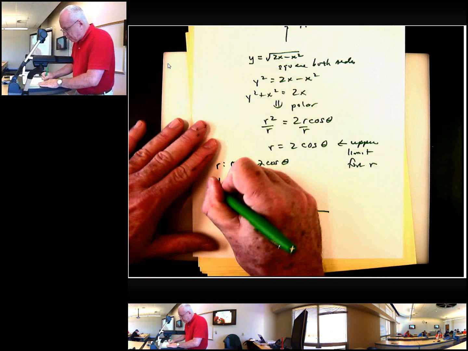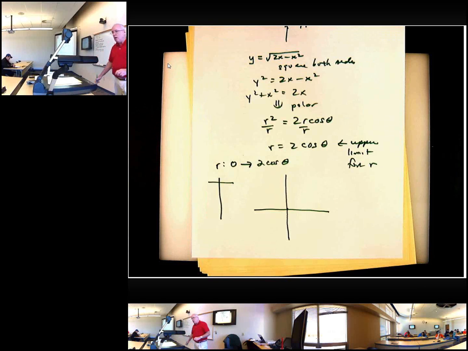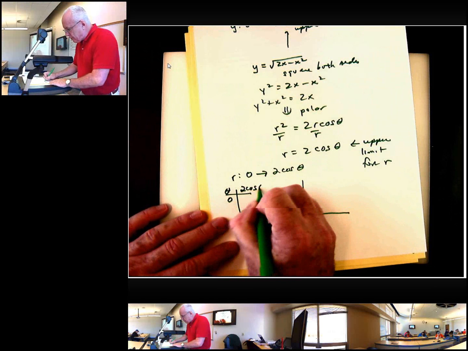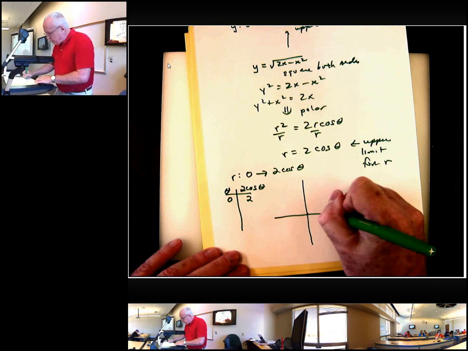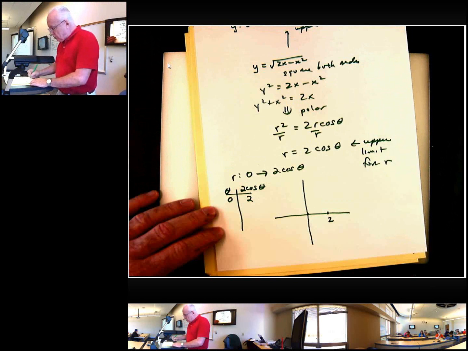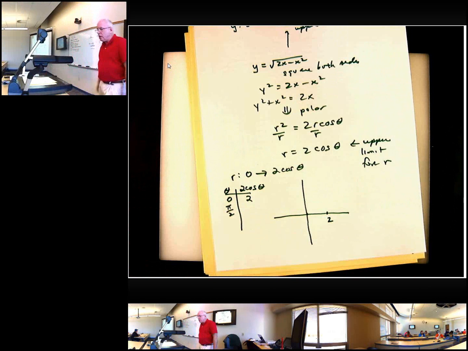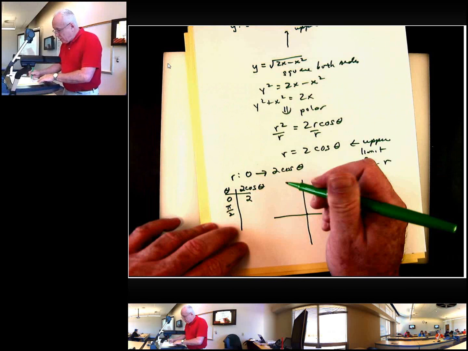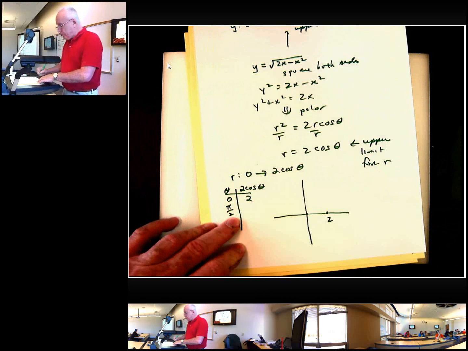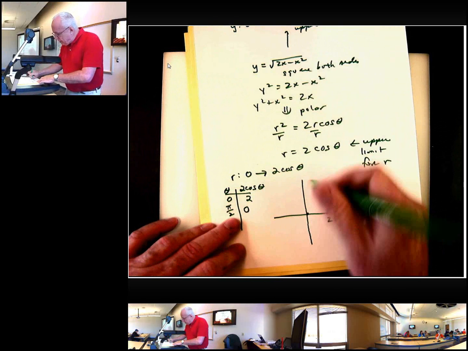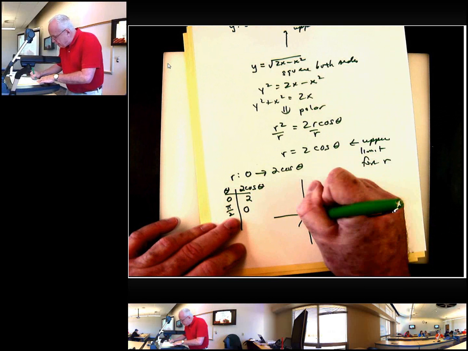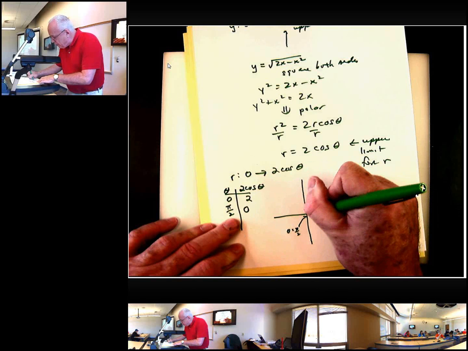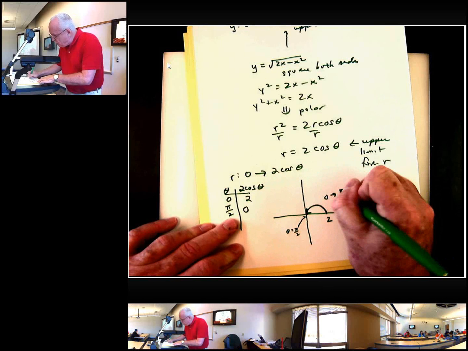Let's do a little table and make sure that we're on the right path. When theta is equal to 0, then of course 2 cosine of theta is going to equal 2 times 1, so it's 2. And let's then look at pi over 2, 90 degrees. When it's pi over 2, we have 2 times 0, so we have 0. So this point right here represents when theta is equal to pi over 2. So going from here to here, it is a circle, 0 to pi over 2.